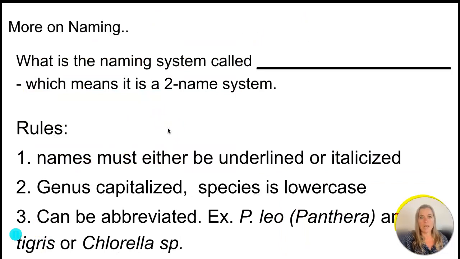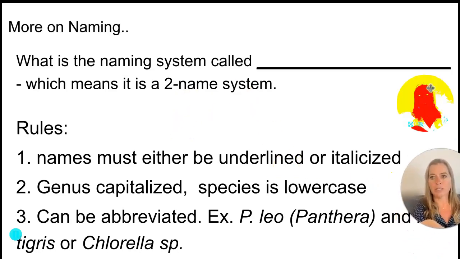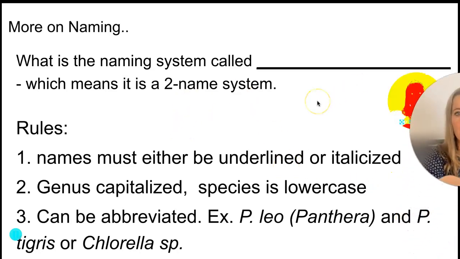So, the naming system is called what? Binomial nomenclature, which means a 2-name naming system. Remember, the names must be underlined. If you're printing, you can underline it instead of writing it in cursive if you don't know how to write it in cursive, or italicize. Genus should be capitalized, species is lowercase.